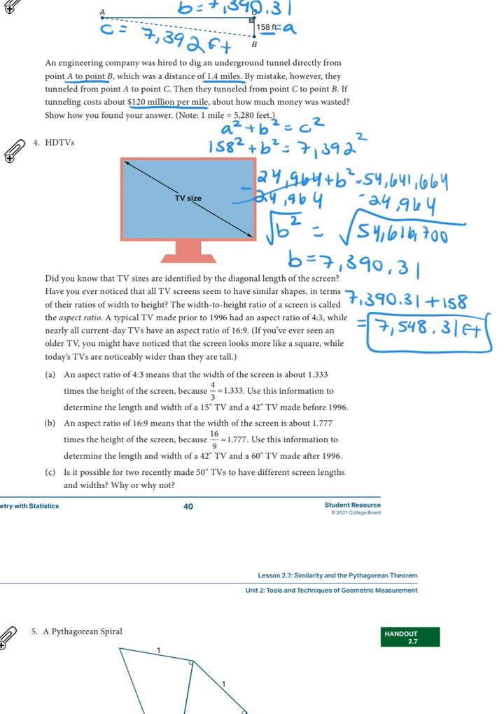Okay, so I want to know how much money was wasted. So I need to set up a second proportion. I need to convert this into miles, because remember that up here it was supposed to be 1.4 miles, right? So I need to know how many miles over that or under that I went.